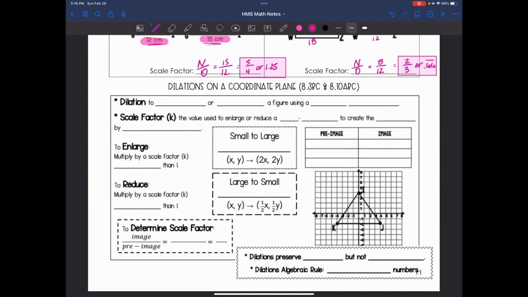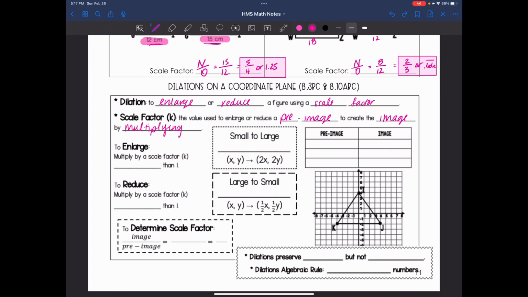Continuing on with dilations, but now on a coordinate plane. So same principles. We're going to enlarge or reduce a figure using a scale factor. And a scale factor is a value that we use to enlarge or reduce a pre-image, the original, to create the image by multiplying. So all we're doing is taking the scale factor and multiplying it by each value.